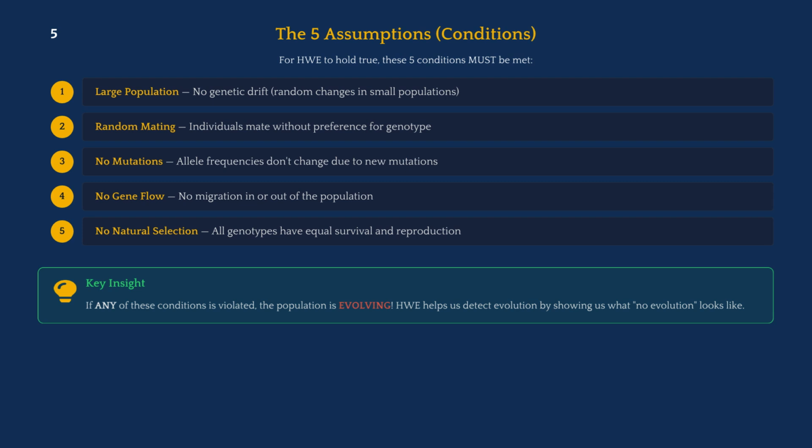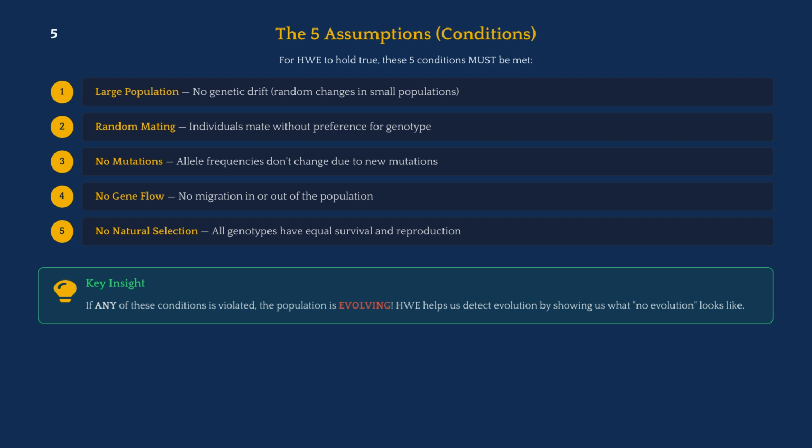Condition 1, large population. Imagine only 10 rabbits live in a forest. If just one rabbit dies, allele frequencies change dramatically. But imagine 10 million rabbits. Would one death matter? Not really. That's why we need a large population. Large populations prevent genetic drift, which is random changes due to chance.